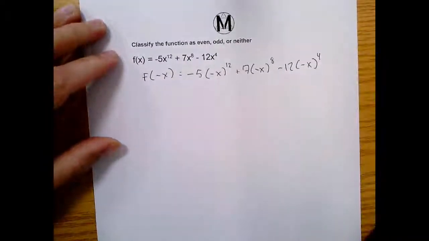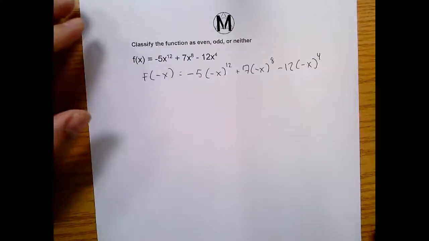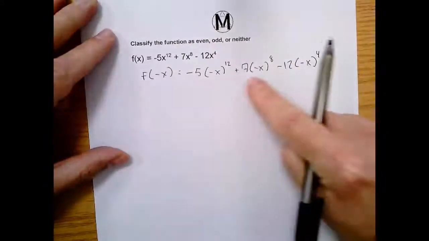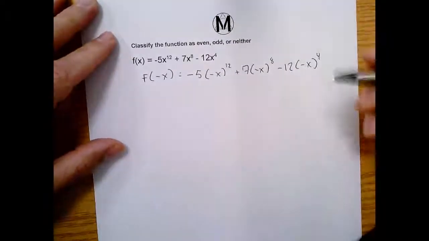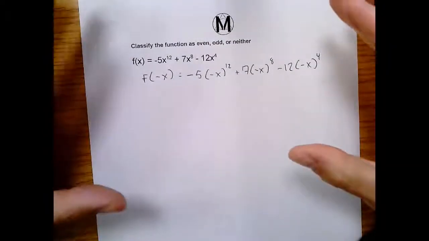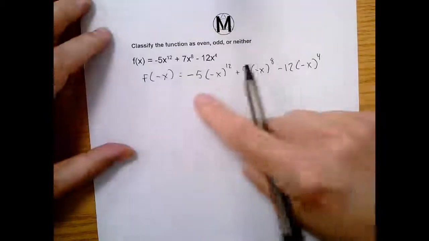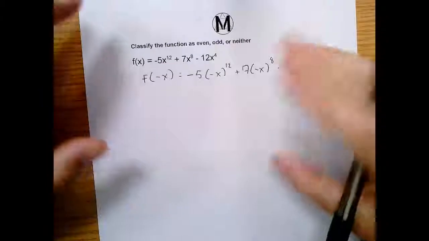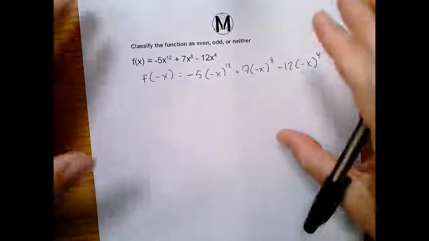Okay, so the rule here is that if I simplify this, if I do all this math, and everything comes out exactly the same, then it's even. If I do this math and every single sign changed, then it would be odd. And if it's a mix, it would be neither.